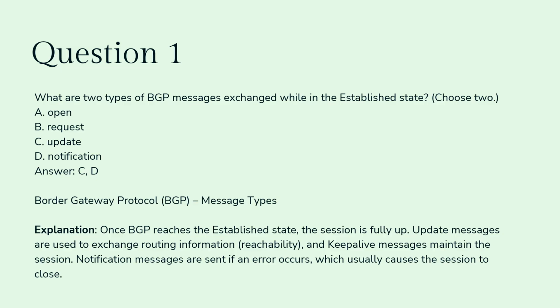Once BGP reaches the established state, the session is fully up. Update messages are used to exchange routing information, reachability, and keepalive messages maintain the session. Notification messages are sent if an error occurs, which usually causes the session to close.